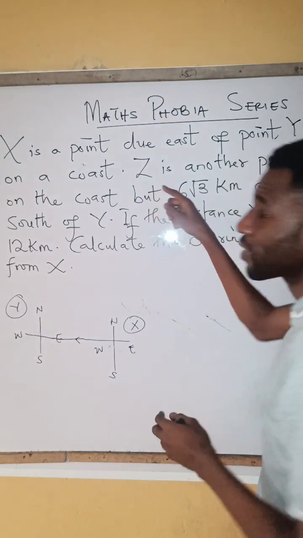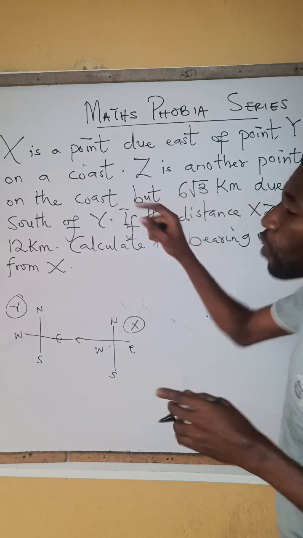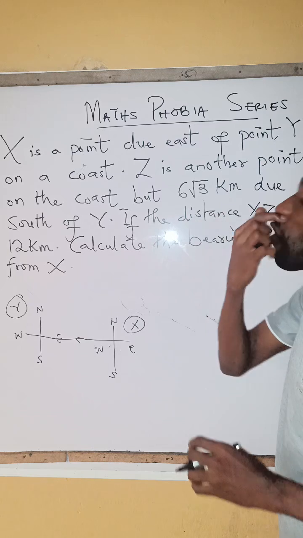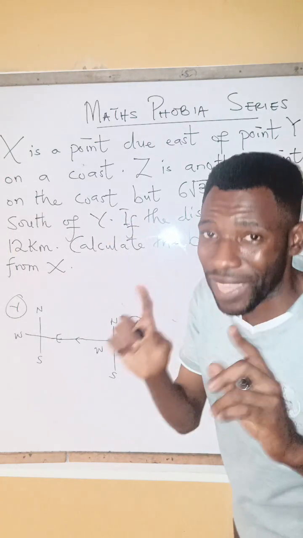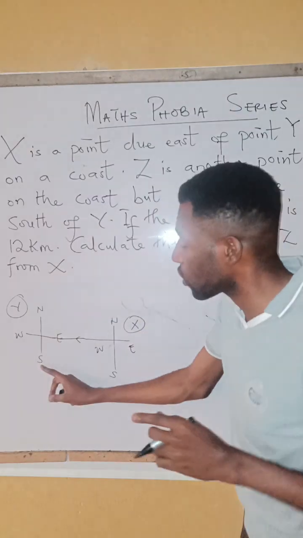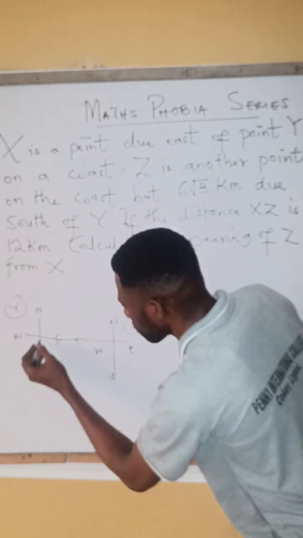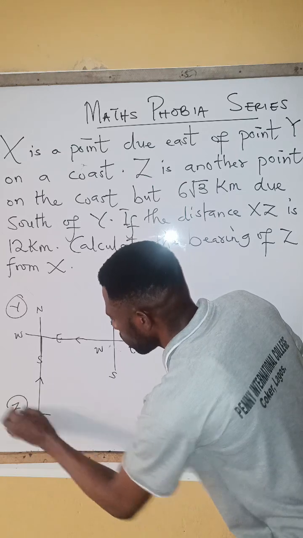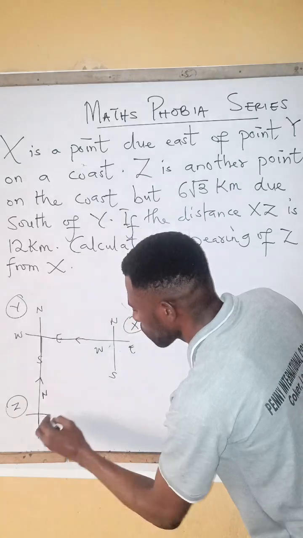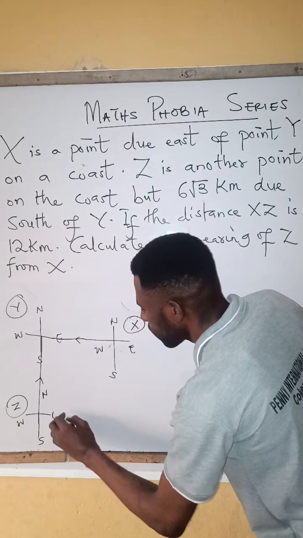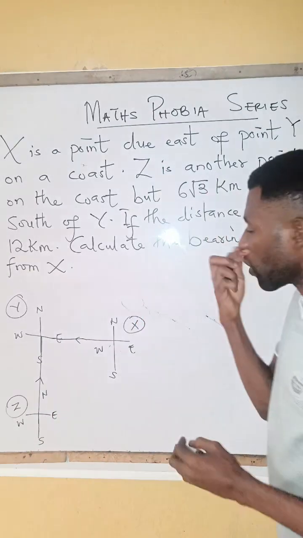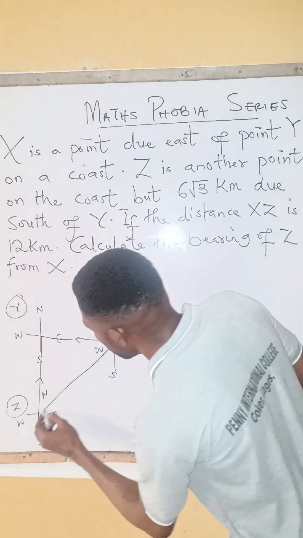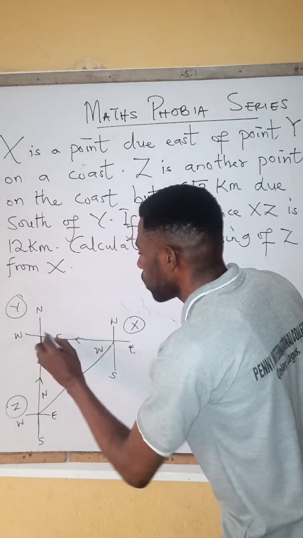We're also told that Z is another point on the coast, 6.3 kilometers due south of Y. Y is our reference point, don't forget that, and Z is due south. This is the south of Y. So Z is facing the south of Y. We have north, south, west, and east. So what do we have? We form a triangle, and this will also give us a right angle triangle.